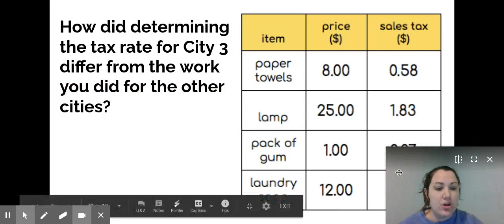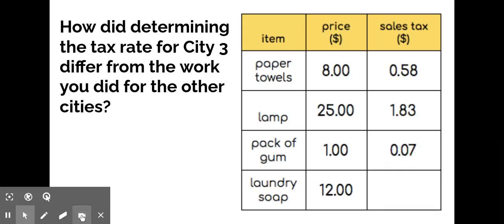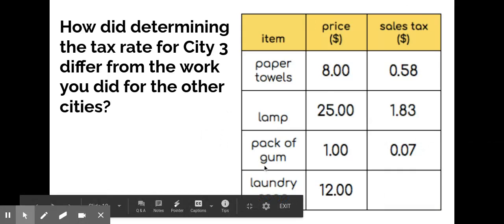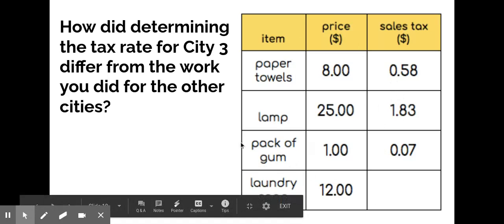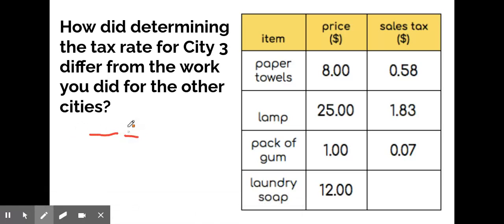So when we look at this right here, you should be able to see this is a very similar situation, and we're trying to find the sales tax rate for this city. So again, we're going to solve it very similarly to how we solved the last question. So we have $8, which is our original amount, our 100%. So $8 equals 100%.